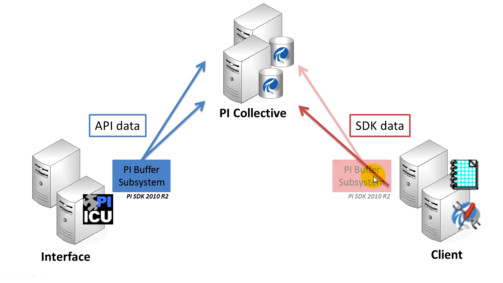write to both. With the new SDK and the new Pi buffer subsystem, we can use SDK buffering to painlessly fan out this data to all members of a collective so that they have the same copy of information. In this video, we'll look at how to configure this SDK buffering to fan to an HA collective.